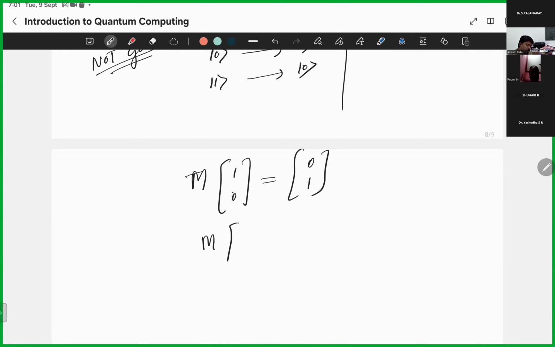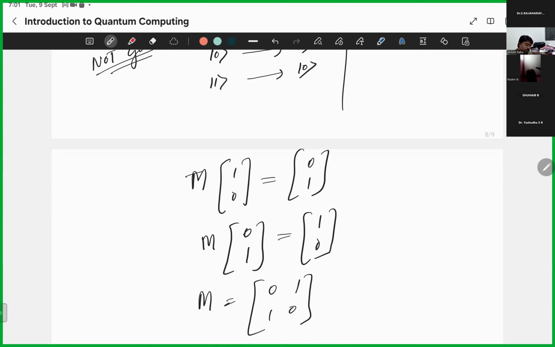There is a transformation matrix that takes 0, 1 and converts that to 1, 0. By trial and error, you can just guess what this matrix is, which is something like this, called the X gate, a NOT gate.